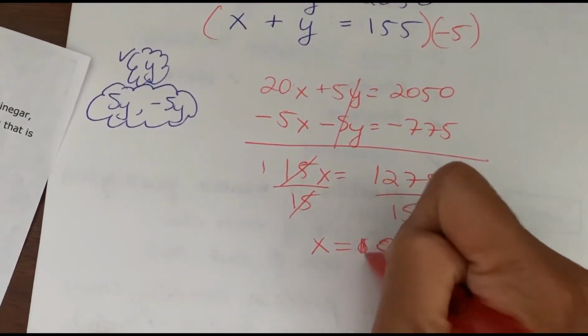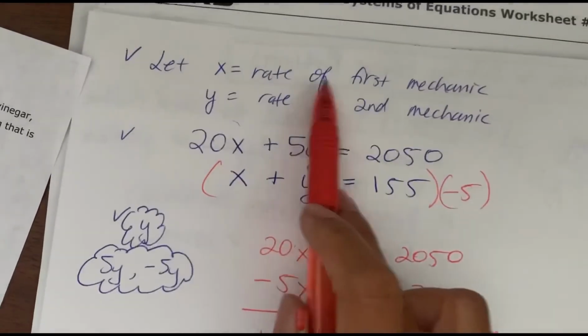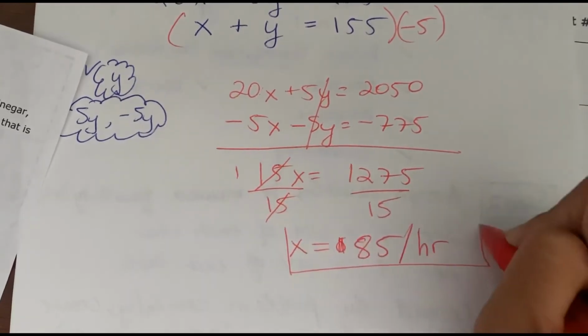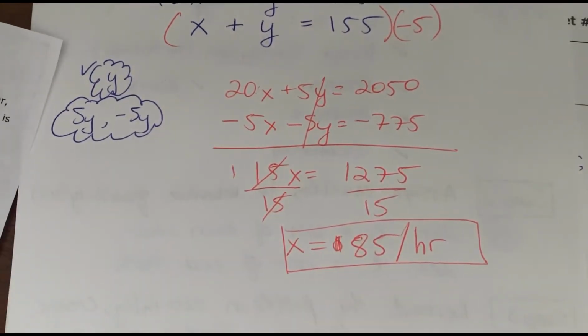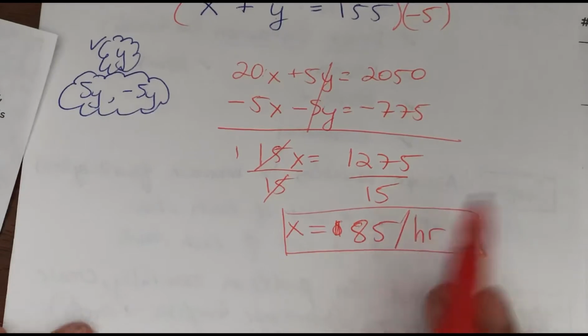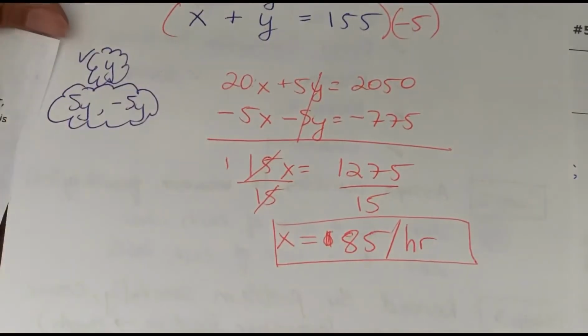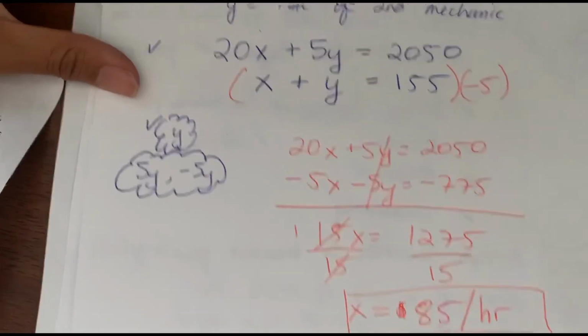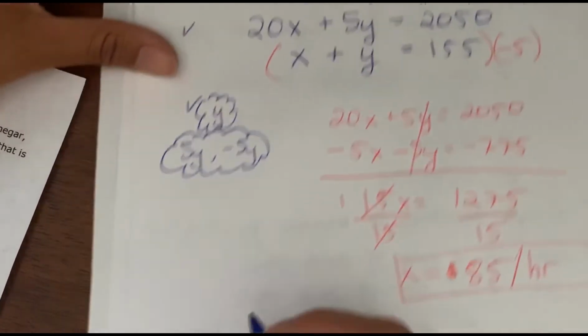And what does x represent? It represents the rate of the first mechanic. So it's $85 per hour. We make sure we answer the question in a way that makes sense. So it's not just 85, it's a word problem, it's $85 per hour. The second guy, so what is the second guy? The second guy is y, so now we need to solve for y.